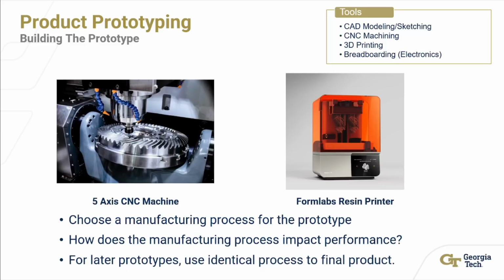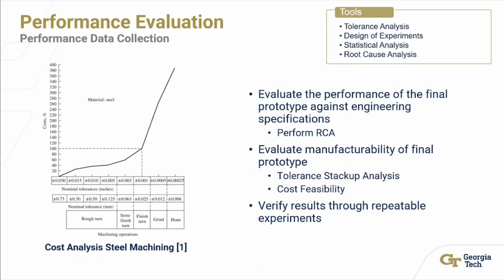We can use CNC if we want to make the prototype out of metal, and now resin printing is an emerging technology that has become fantastic for rapid prototyping, where we get prototypes with very, very good quality and great material properties. Again, some tools for this that we can use would be CAD modeling, sketching, CNC machining, 3D printing, and breadboarding for electronics. Now, the last step in this mechanical design process would be performance evaluation.